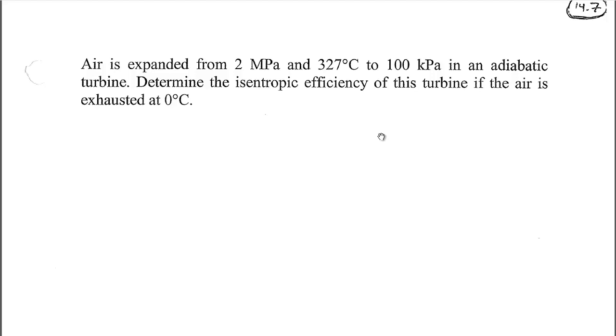Okay, so let's just take a look at this problem statement. We've already deciphered the first pieces of information that were given to us. But this last piece of information is very interesting. We know, based on the discussion that we just had, that our exit state depends on if it's the ideal exit state or the real exit state. So what do you think this might be? We're told to determine the isentropic efficiency of the turbine if the air is exhausted at 0 degrees C. Do you think that's the real exit temperature or the ideal exit temperature?